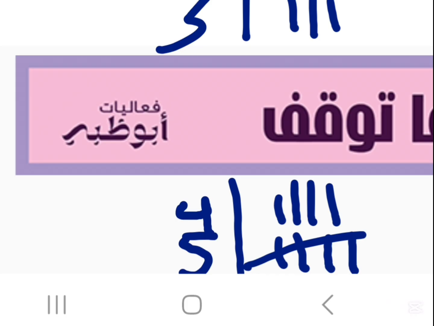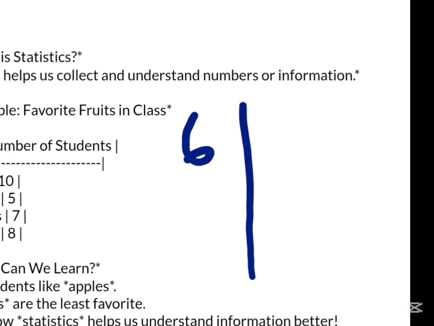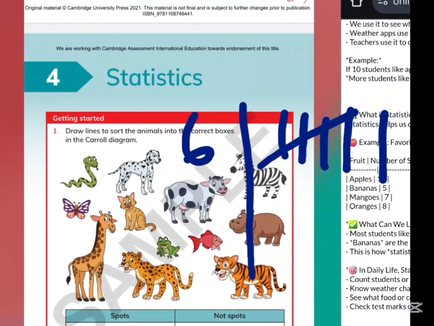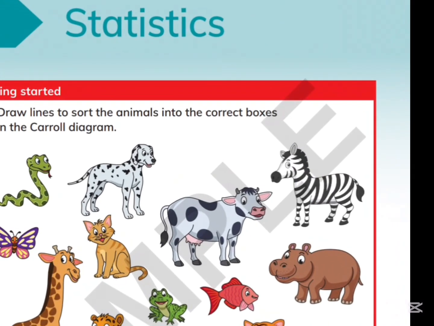How will we write tally here? I am writing 6. What will we do? 1, 2, 3, 4, 5. This is the number 5 in tally, and 5 plus 1 is 6. Okay, so this is how we will write the numbers in tally. Now we will go towards our chapter.